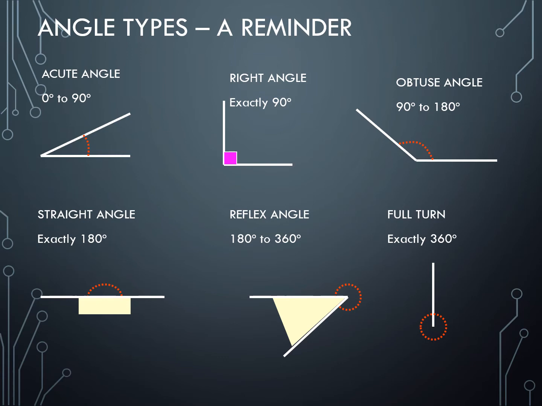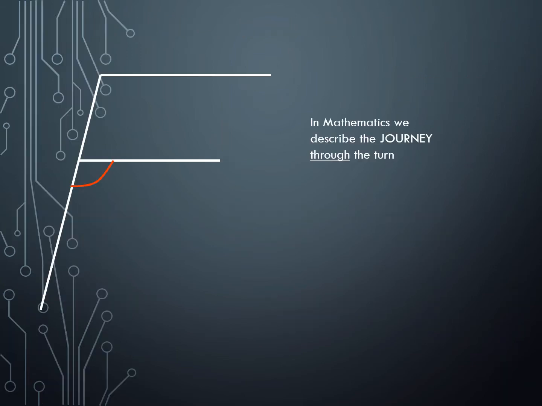Now you'll be expected to know all of those types of angles, but in particular, we need to be able to pick out individual angles and their names, not just what type of angle it is. So what does that mean? If we look at this shape here, remember in maths, we describe the journey through the turn as the angle, but what we want to be able to do is pick apart that angle measured there in red from anything else that might be on the shape. So we need to find a way of naming that angle.